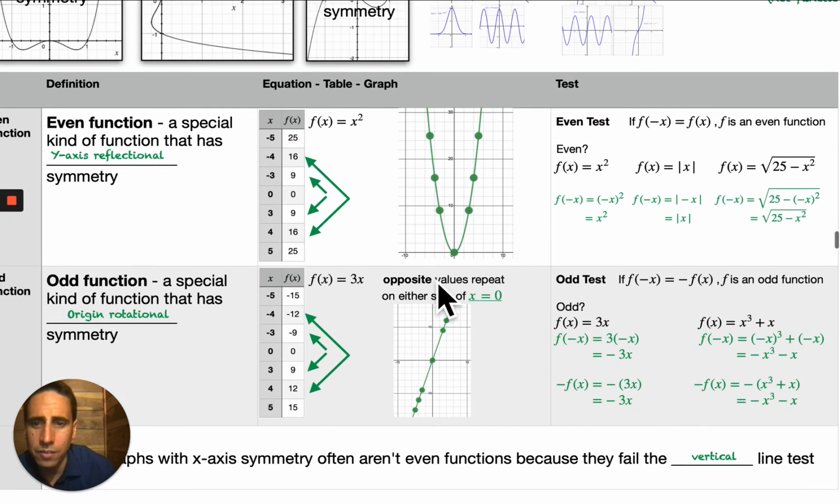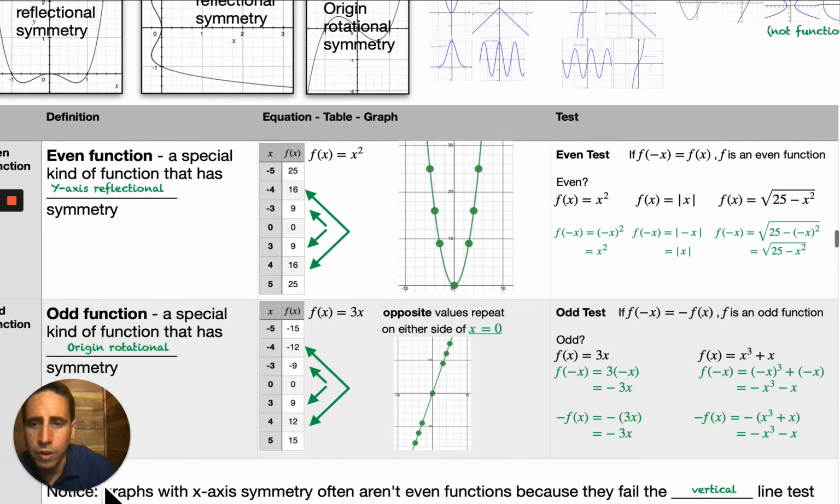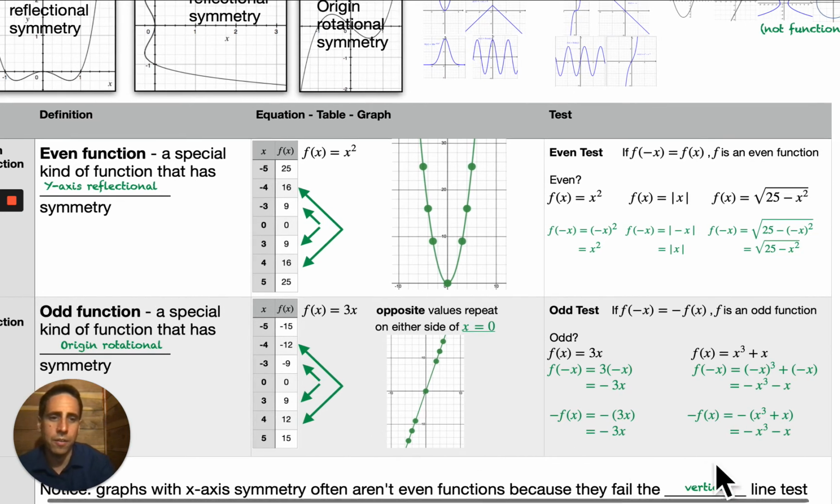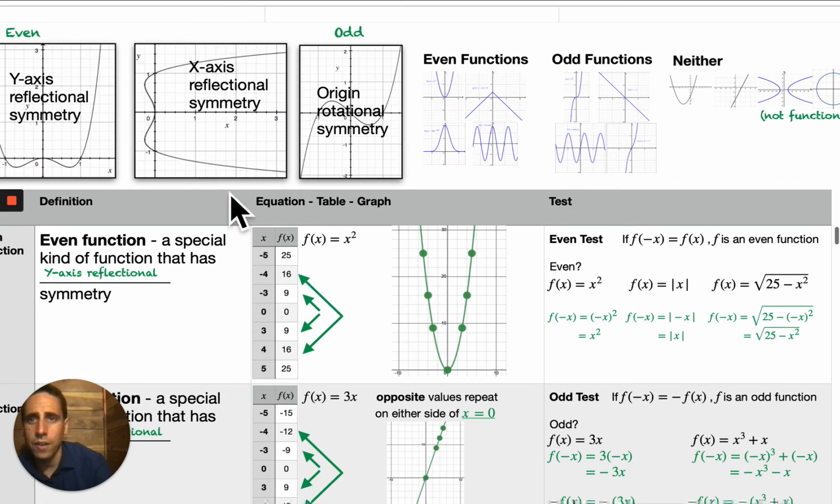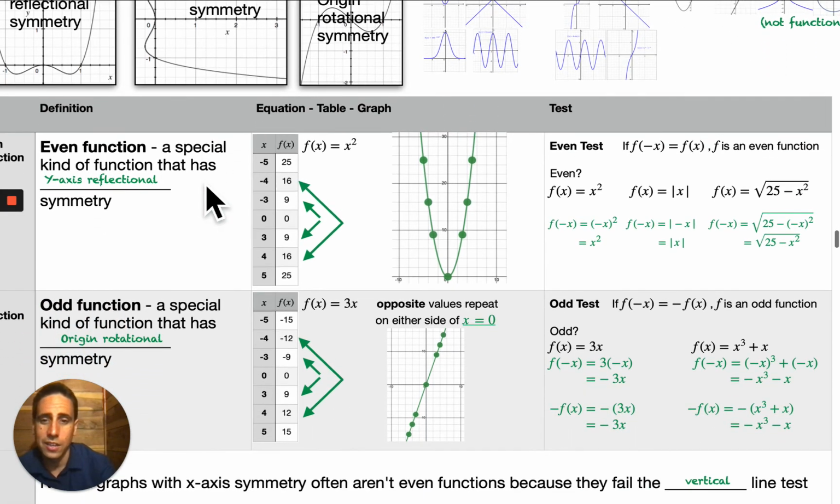Now, as I've said before, graphs with x-axis symmetry often aren't even functions because they fail the vertical line test. Fails the vertical line test. Fails the vertical line test. So we don't have to worry about giving them a name like an even function or an odd function because it's not even a function at all.